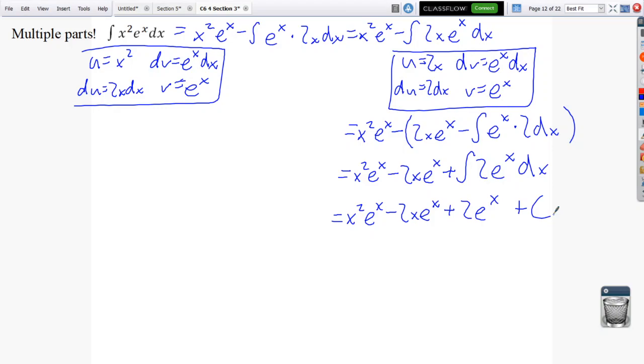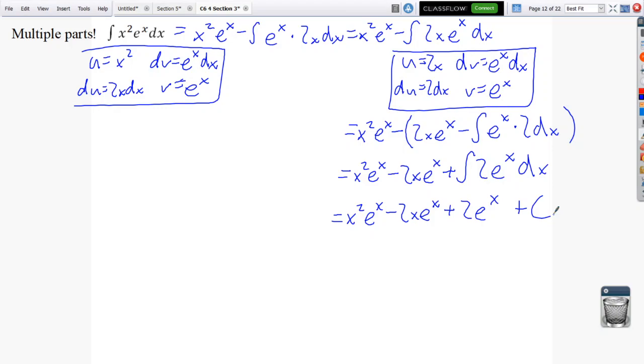Notice we had to do 2 steps on this one. I will tell you that if your polynomial is your u choice, the number of steps you have to do matches the degree of the polynomial. So if we have x to the 4th, we're going to have to do this 4 times. If we have x to the 20th, we're going to have to do this 20 times.